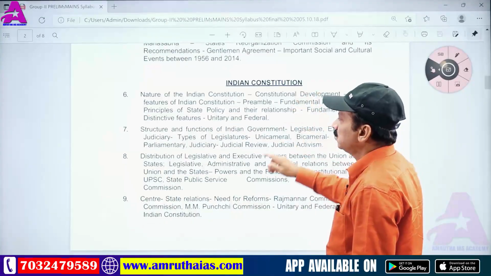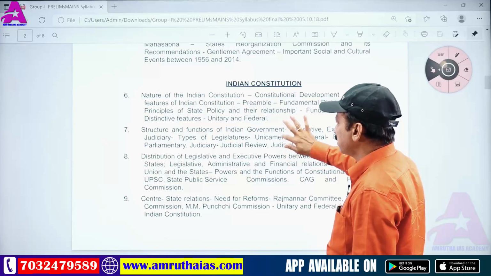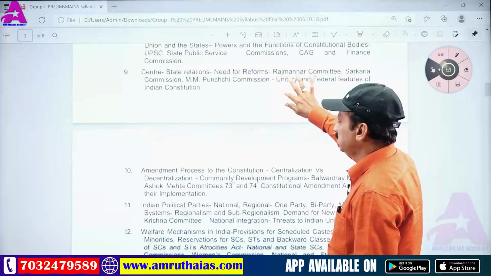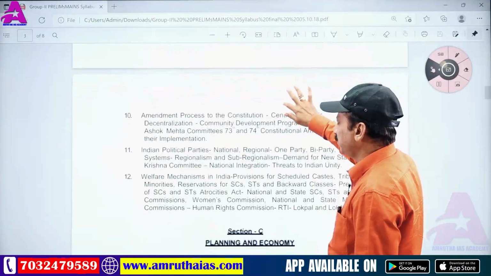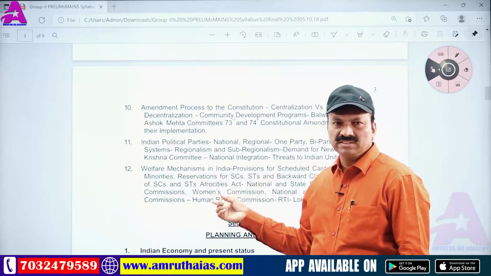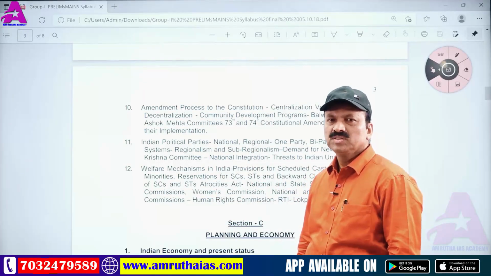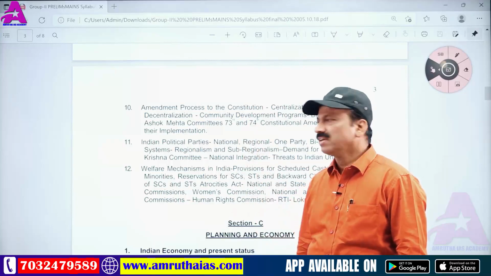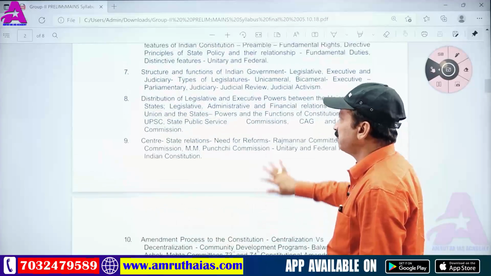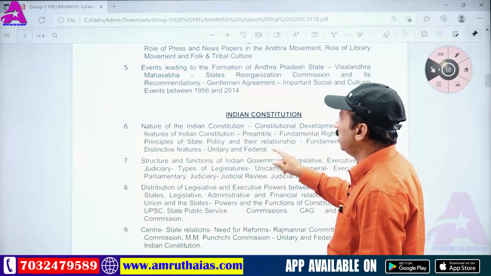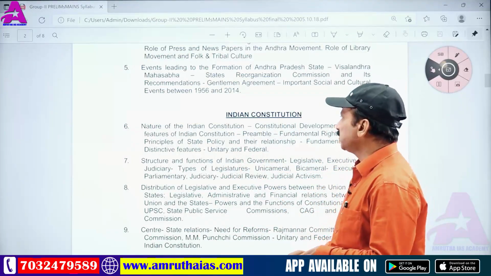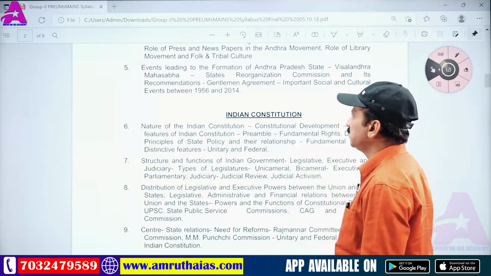So there is especially the Indian Constitution area, which is one of the important areas you have to know. There are 12 areas in this especially: 7 areas are in this, and 5 chapters are in the first paper, that is AP history. This is all the second paper, you know well. This Indian Constitution comes under the second paper. This is for 75 marks, and AP history is also for 75 marks.